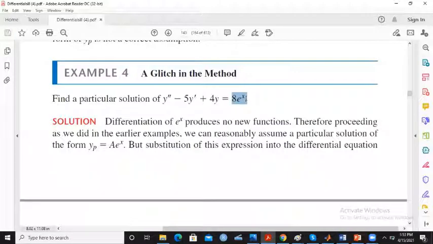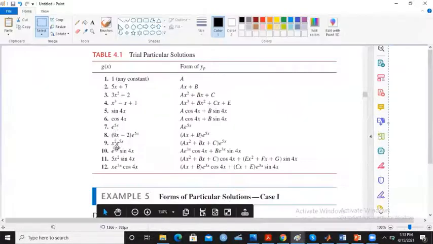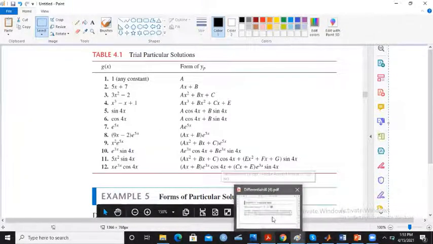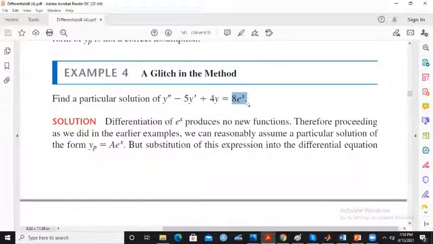According to the rule, if I have an exponential function, I will say yp is A times e to that constant times x, like A e⁵ˣ. So from the given table, if I have 8eˣ, the particular solution must be Aeˣ. No, it will not be. Why? Because from the complementary solution, I have already obtained eˣ. So I will go for another term.